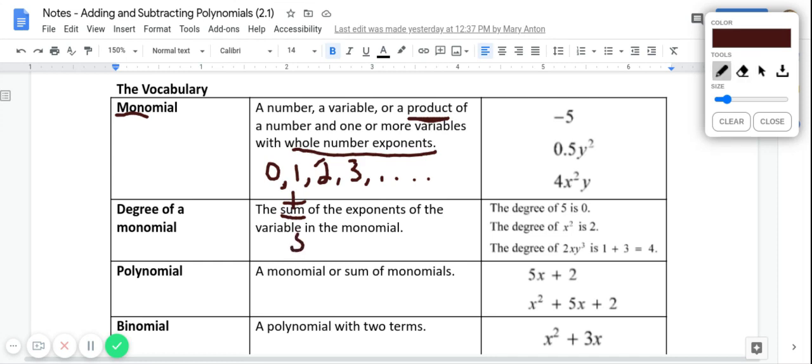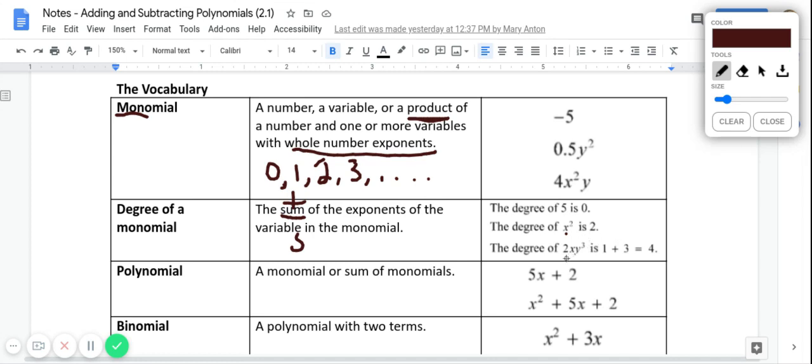So, for example, if you just have 5, this is a monomial because it is a number. We don't see any variables here. So that means the degree is 0. There is no variable. But how about this next example? X squared. This is a monomial because it has one term, x squared. We're not adding or subtracting anything. And there is a variable. So we need to look at the exponent of this variable, which is 2. So that means the degree of this monomial is 2 because that's the exponent.